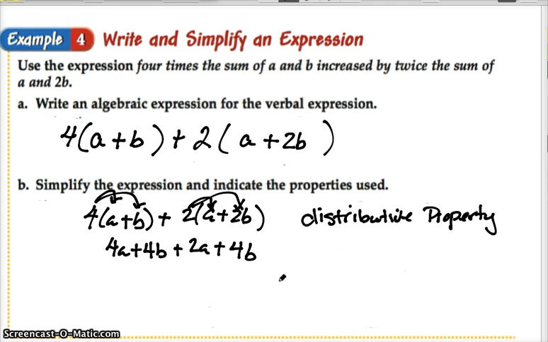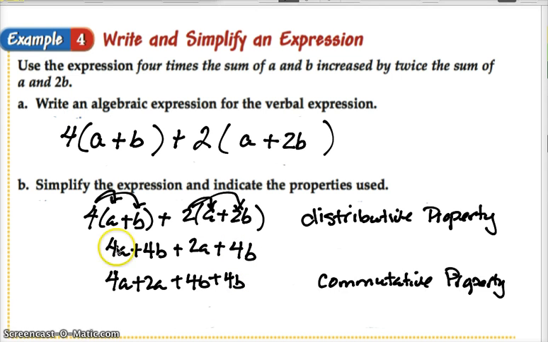So the next thing I'm going to do is simply join like terms together. In a way, I'm going to use the commutative property. So commute, remember, we can move things around. So 4A plus 2A, because those go together, plus 4B, that's this one, plus this other 4B, that's this one right here. So this will be the commutative property. And here your text would ask us to put parentheses around this and say I'm using the associative property.